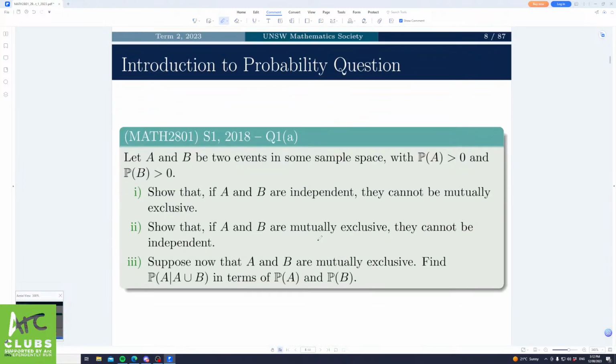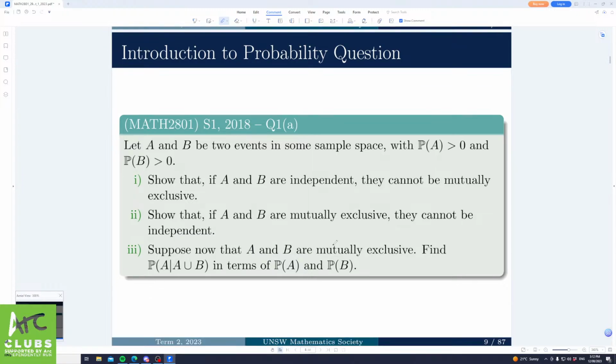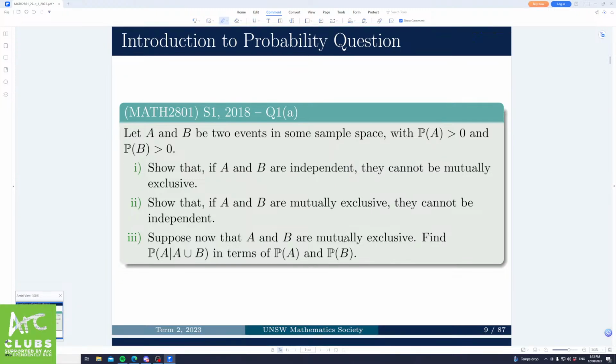Now we can look at a question from the 2018 paper. It's actually the first question, and I believe something very similar to this came up in the 2022 paper at the beginning as well. So it seems like they really like to include this kind of probability question at the start of their exams.